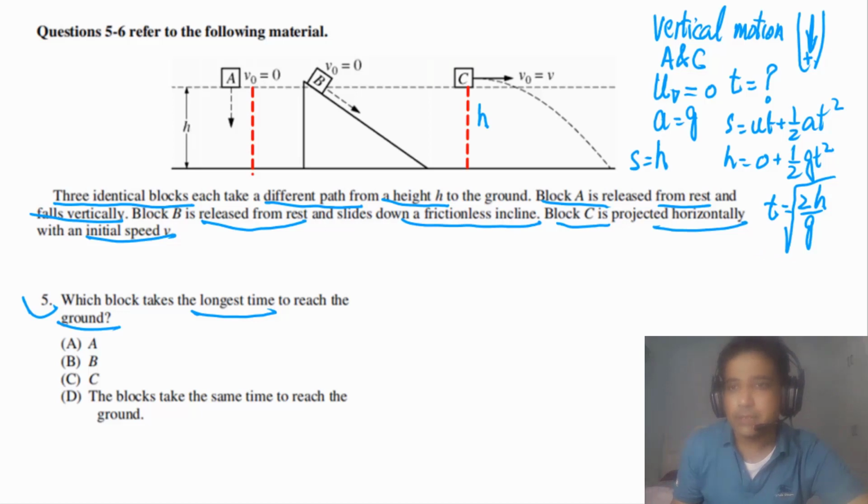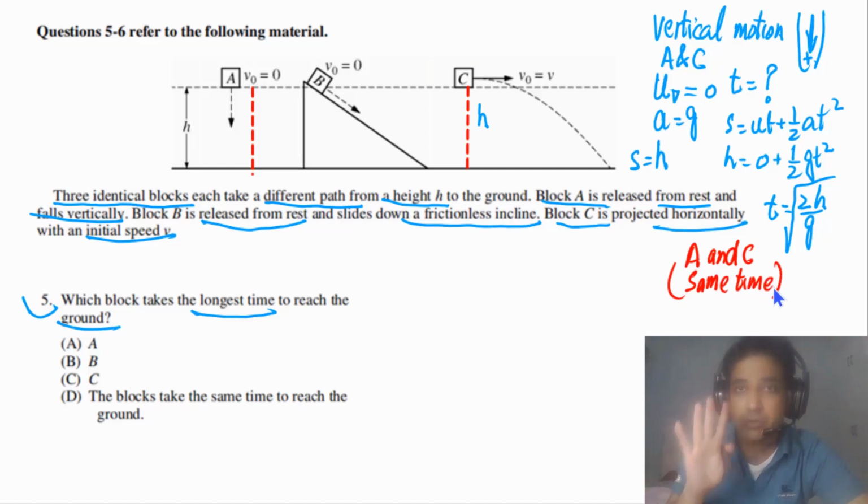As the height of C and the height of A are the same and the acceleration g is also the same, they will take the same time. So A and C will take the same time to reach the ground, meaning they will hit the ground at the same time because the vertical motion is the same.